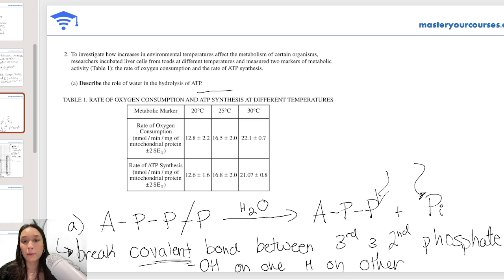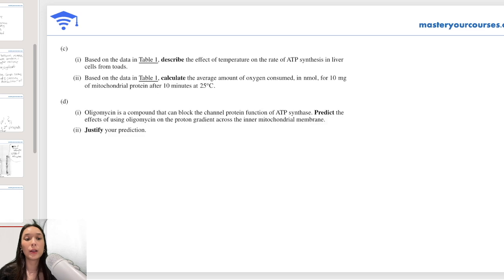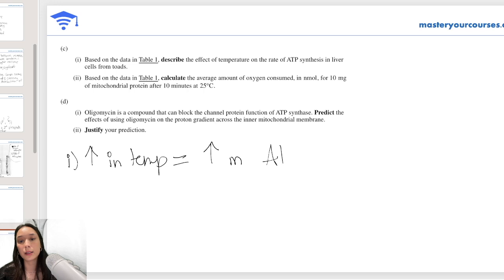Okay, so we're increasing temperature this way, and we're not looking at oxygen consumption, we're only looking at ATP synthesis, and it looks like as temperature increases, ATP synthesis increases as well. So 12.6, 16.8, 21.07, that's increasing as your temperature is increasing. So you can say positive correlation, or direct comparison. I'm just going to say, again, write it in full sentences, increase in temp equals increase in ATP synthesis.